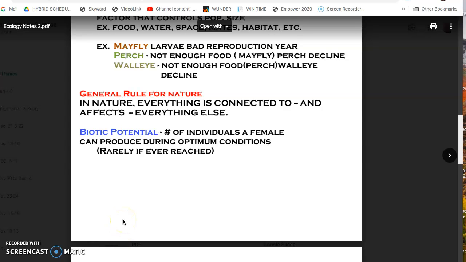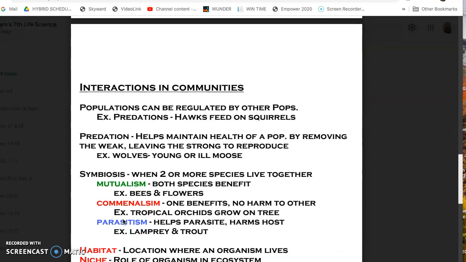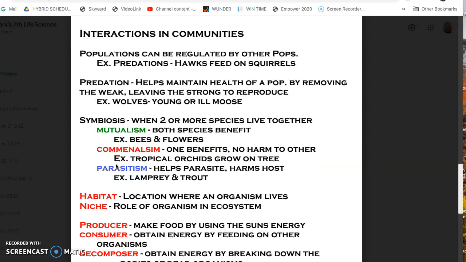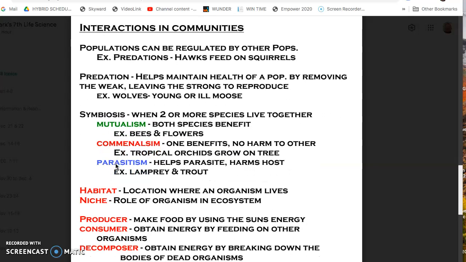And so, moving on, today we're going to take a look at some interactions amongst the communities, amongst the living organisms. There's a predator-prey relationship that we'll spend a little bit more time with, but I want to focus on symbiosis today, which is when two or more organisms or species live together. There are three different types: mutualism, commensalism, and parasitism. So mutualism is where these two species live together and they both benefit. That would be like a bee and a flower.